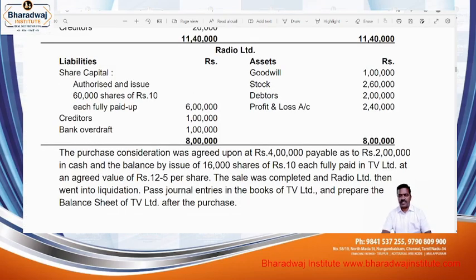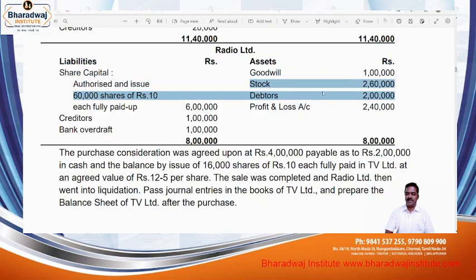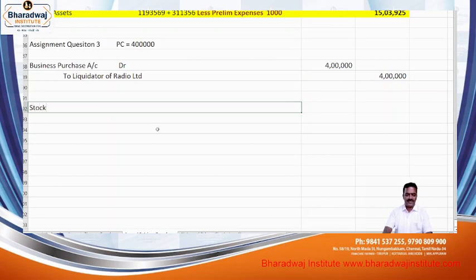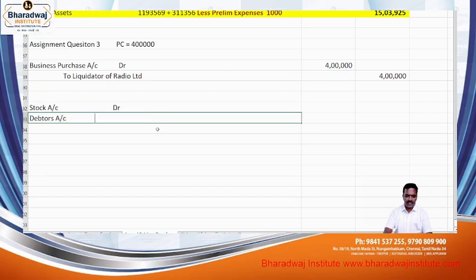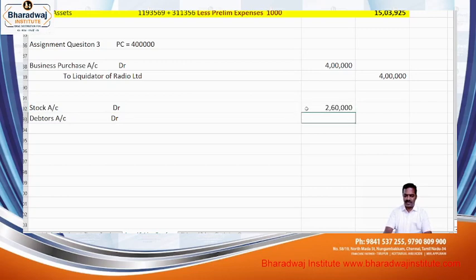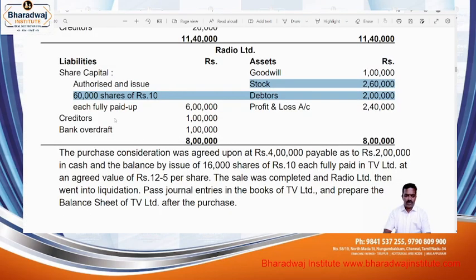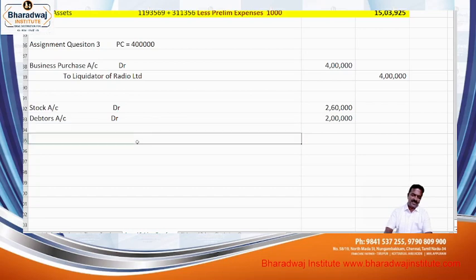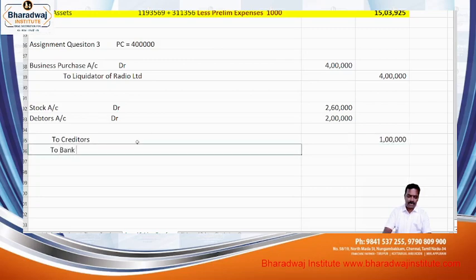Look at the selling company's assets. In the last problem, you purchased in the purchasing company; don't do that. In the selling company, which ones are there? Stock and debtors. Stock account debit. Debtors account debit. What is the stock value? 260. Debtors account debit. Two creditors, how much? 1 lakh. To bank OD. To business purchase.